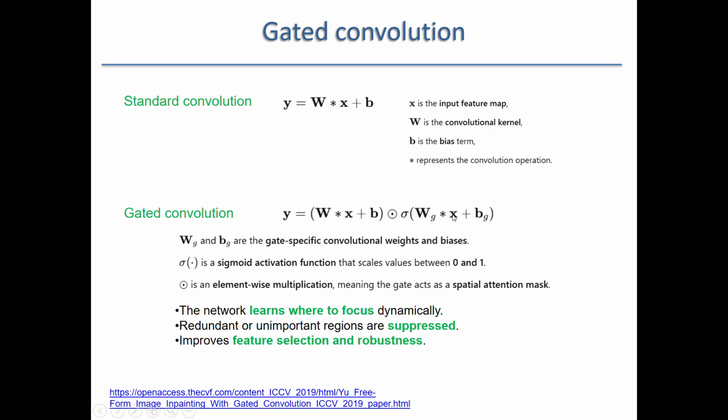Somehow this mask depends on the input. So for each input, this network will produce a different mask, and then this mask is used to compute the 2D convolution. So this is a kind of attention mechanism. This network is learning where to pay attention, so the network learns where to focus dynamically. Dynamically means depending on the input, so that the redundant or unimportant regions are suppressed, and then you do a 2D convolution.